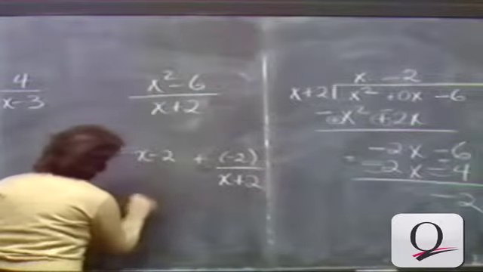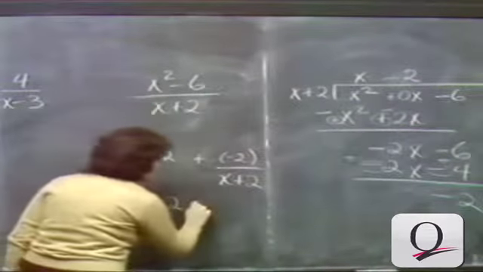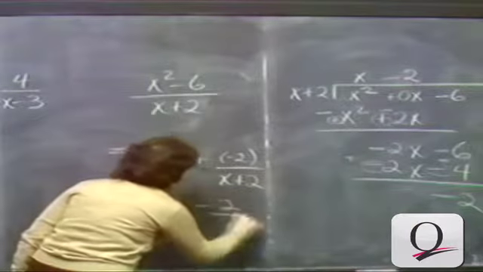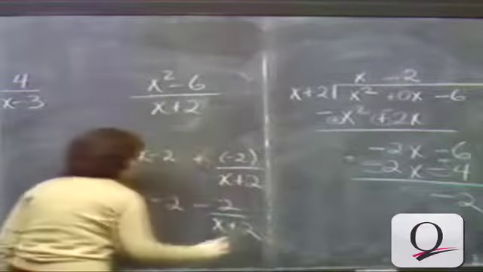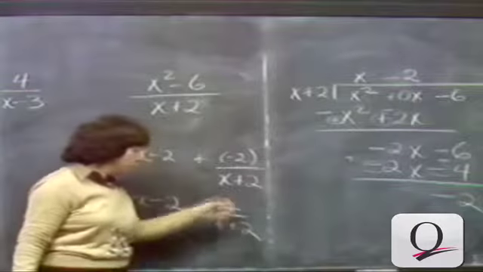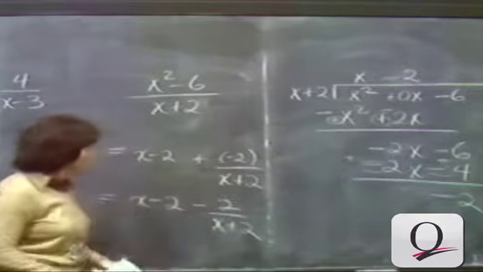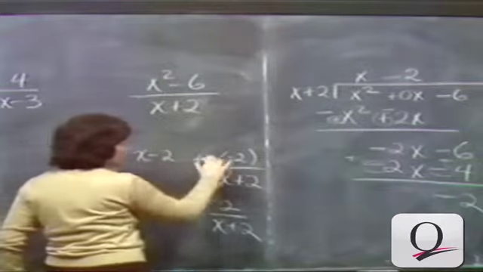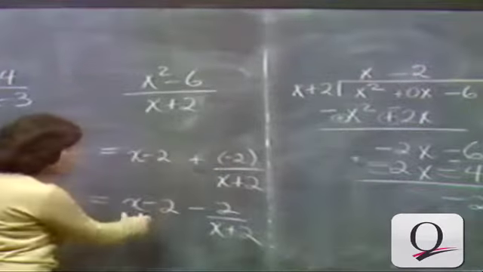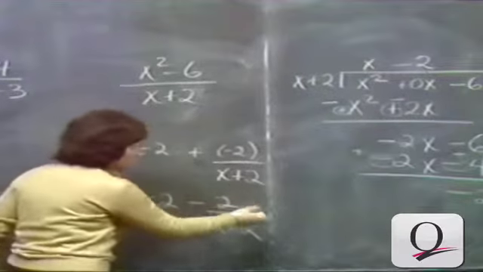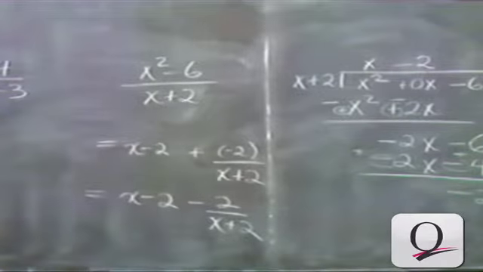Of course, there's absolutely nothing wrong with writing it in this form. Because after all, subtracting 2 over x plus 2 is the same as adding the negative. Okay, so either in this form, quotient plus remainder over the divisor, or just x minus 2, take away 2 over x plus 2.